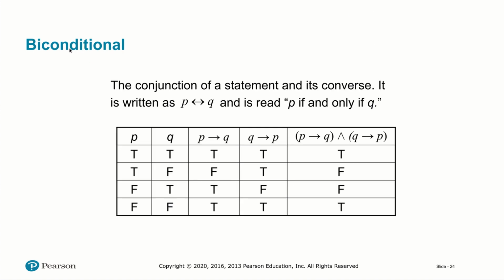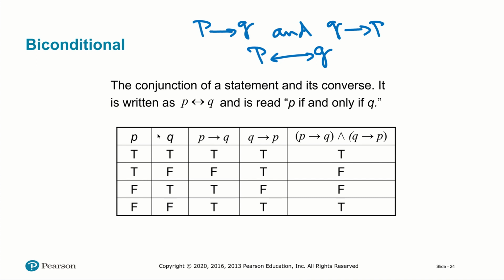All right, next we have the concept of a biconditional. Basically, if you have P implies Q and Q implies P, the way we write that is we write P with a double arrow and then Q. And the way we read it, we say P if and only if Q. In other words, the two statements P and Q then become equivalent. Let's look at the truth table for this scenario.